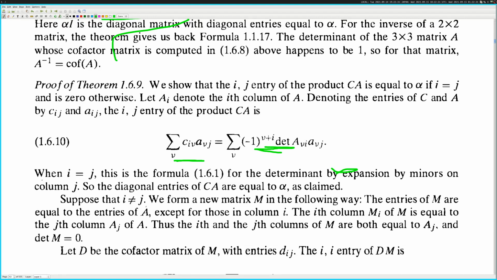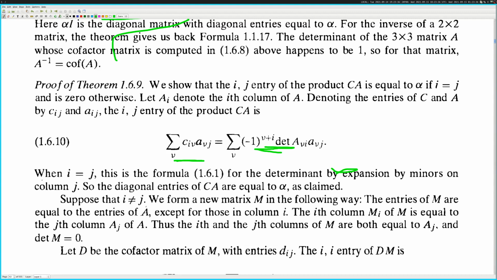Okay. Forming a new matrix M, the entries of M are equal to the entries of A, except for those in column i. The ith column M_i of M is equal to the jth column A_j of A. Thus the ith and jth columns of M are both equal to A_j, and the determinant of M is equal to 0.